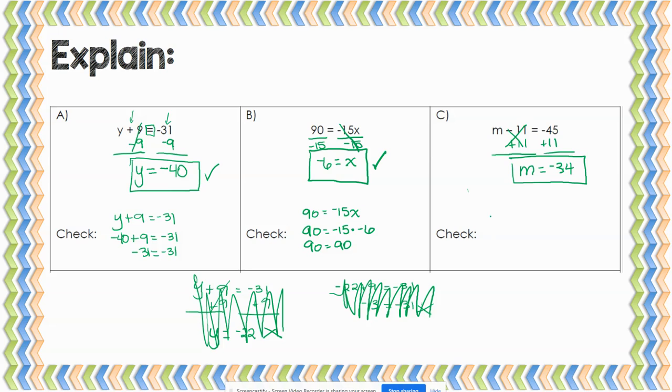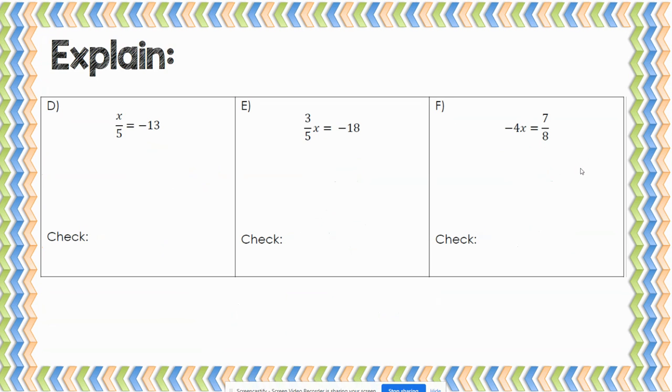I can check this by putting it in my original equation. So m is negative 34, and I would do negative 34 minus 11 and see if it equals negative 45. Well, if I solve negative 34 minus 11, I get negative 45. So since these two are equal, I know that this answer of negative 34 is correct.